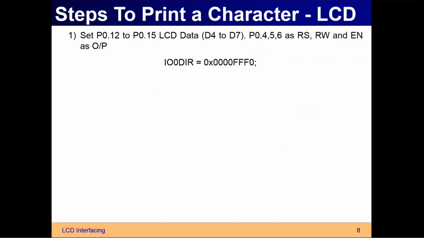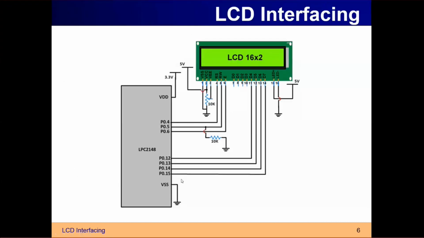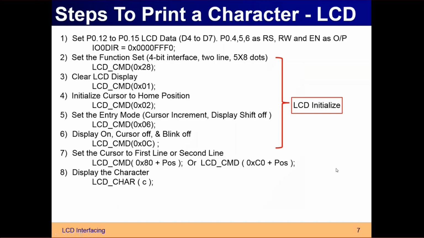What will be the first step? We need to make all these pins as output. Why? Because you are going to send the data from the ARM to the LCD peripheral. LCD is an output device. So I am going to configure all the 7 lines as output. That is my first step.